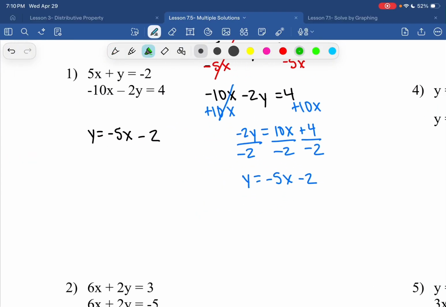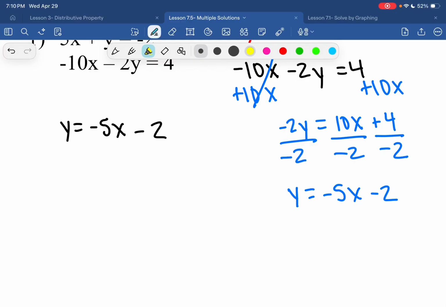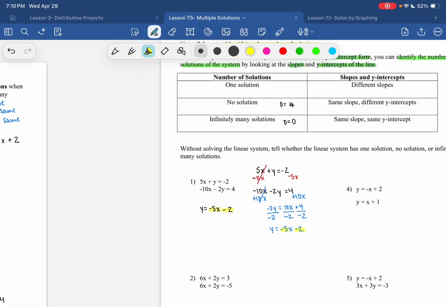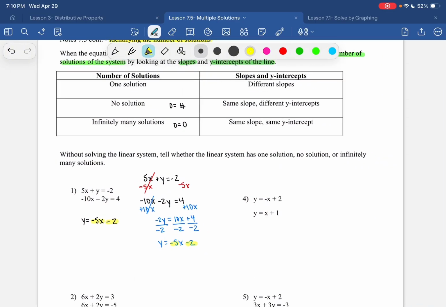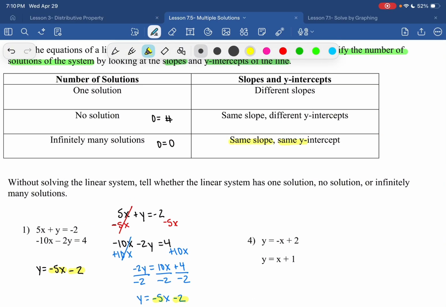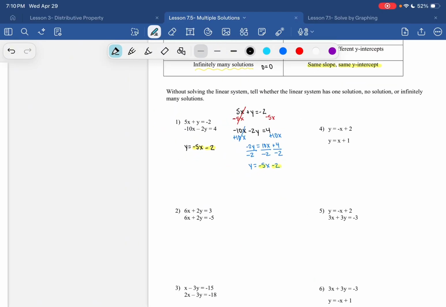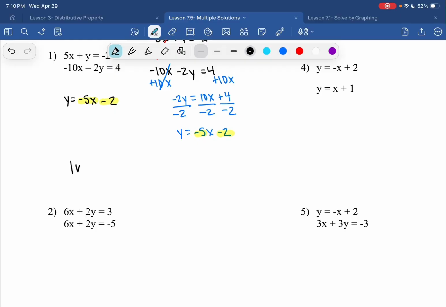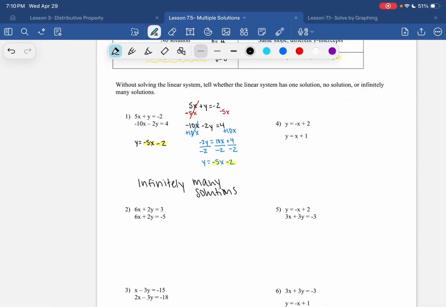Okay, so now what you need to do is look. They have the same slope and the same y-intercept. So let's go back up to our chart. When they had the same slope and same y-intercept, they have infinitely many solutions. So for our answer, you could have just written infinitely many solutions. So that's how you can tell.